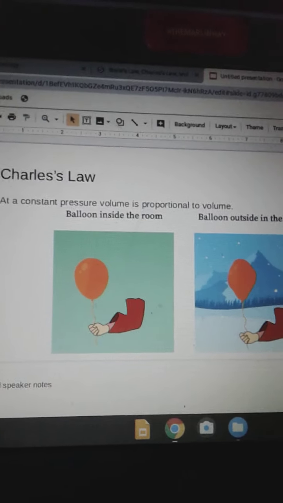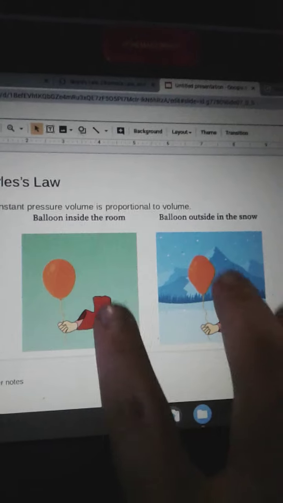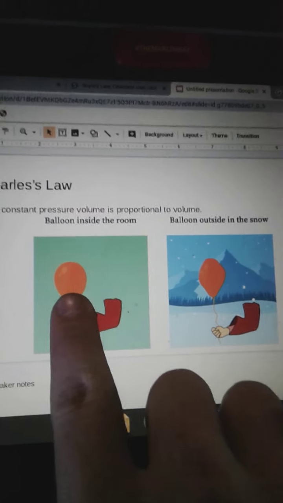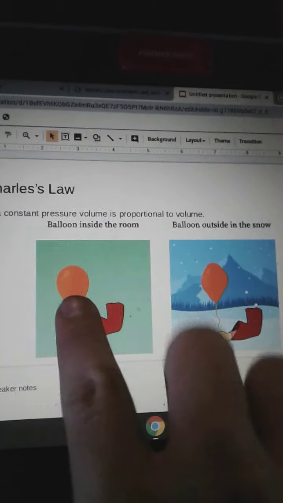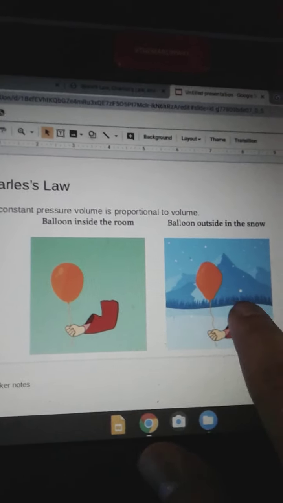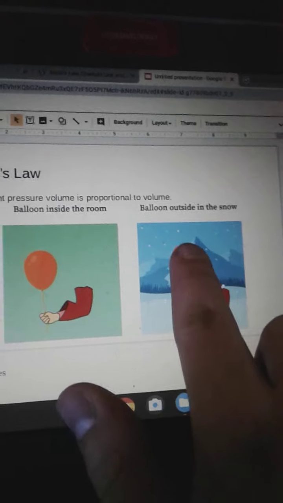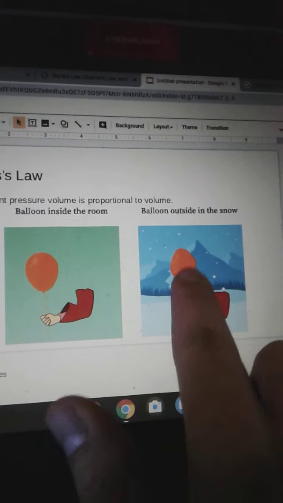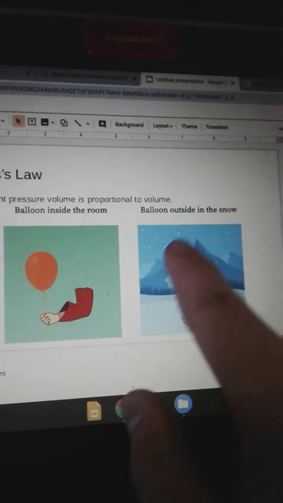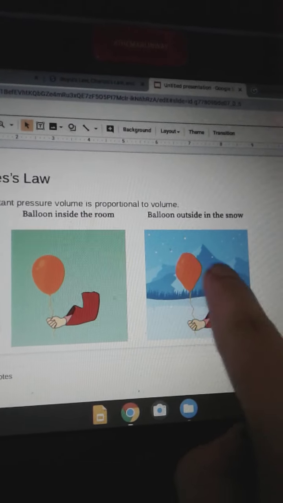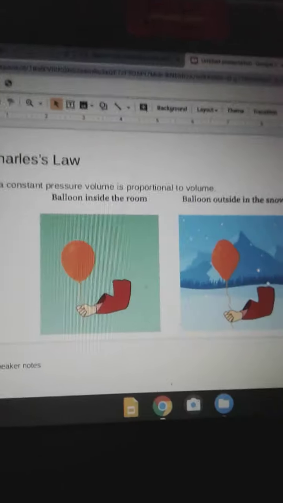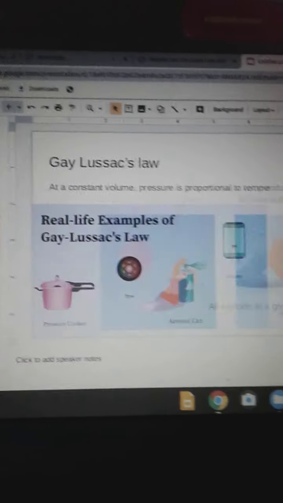Charles' law is at a constant pressure, volume is proportional to temperature. This is a good example, which is basically the balloon in normal temperature is fully blown, but when you go outside in the snow, it deflates faster because the coldness is basically slowing down the movement of the molecules, causing them to huddle together more.